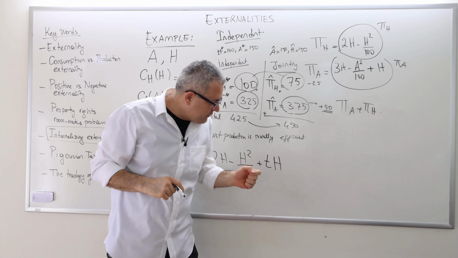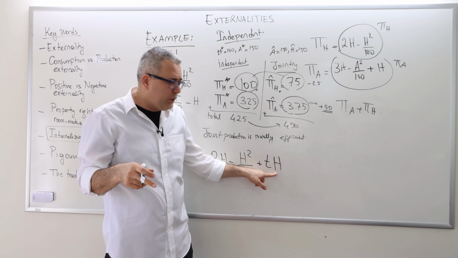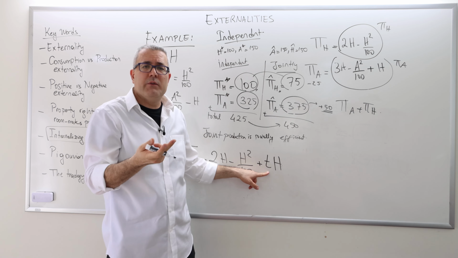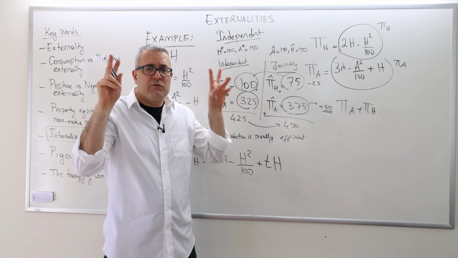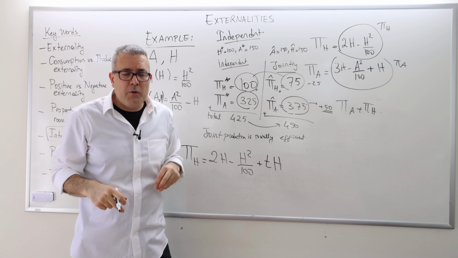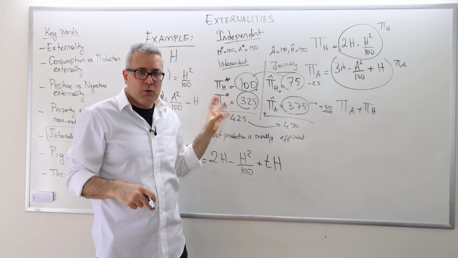Well, how is the subsidy working? Simple. Per unit of honey you produce, I'm going to pay you $T. Who is I? The government, the regulator, is going to pay. Where is this money coming from? It's coming from the government budget, not necessarily from the apple orchard.